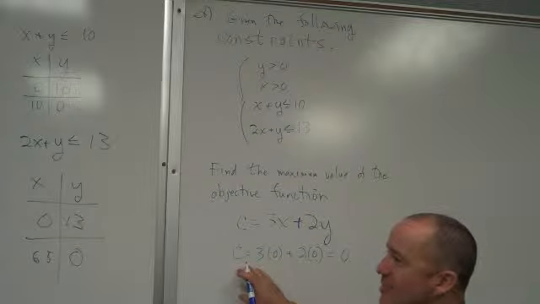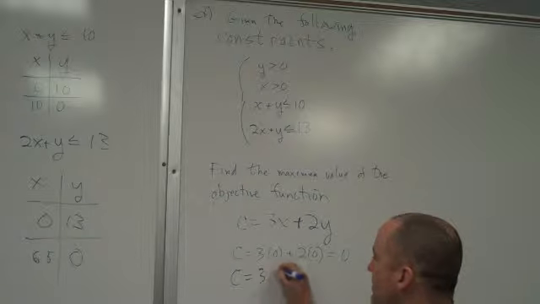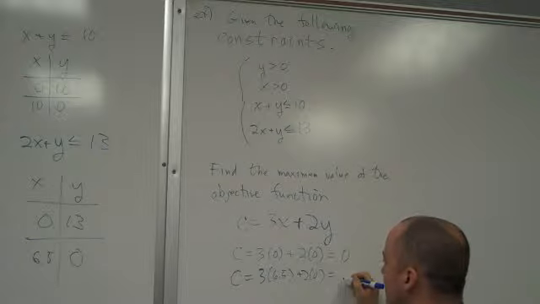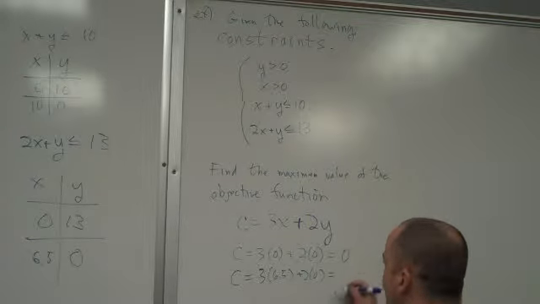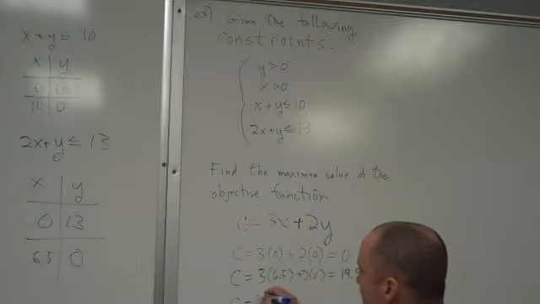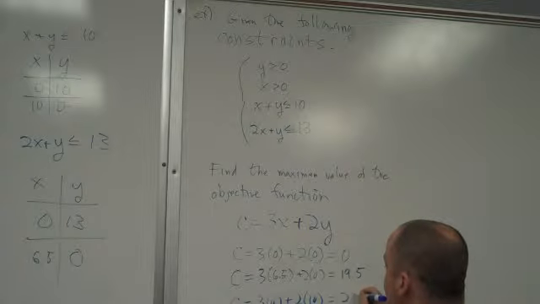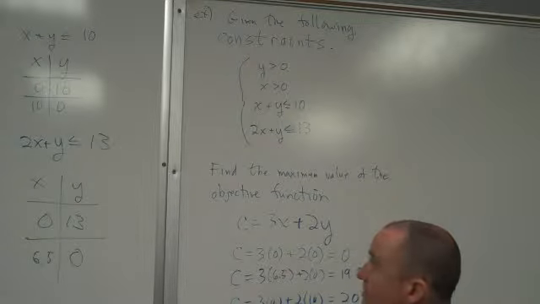All right. Now I'm going to plug in the x-intercept of my region. I'm going to get C equals 3 times 6.5 plus 2 times 0. That's going to go away. So 3 times 6.5 is 18 plus 1.5, 19.5, I believe. Is that correct? Probably. Okay, double check me. Then I'm going to plug in my 0, 10 up there. 3 times 0 plus 2 times 10. And that gets me 20. And then I'm going to plug in my 3, 7.